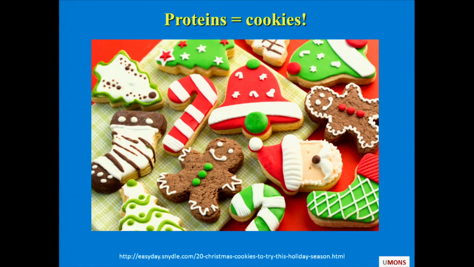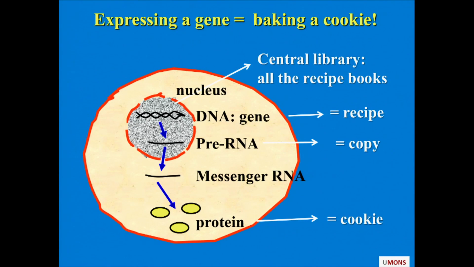To make things more simple, I decided to compare proteins with cookies. And you know that cookies can come in a large variety of shapes and colors. So these are typical local cookies. And when I gave the same talk in Italy recently, I had different shapes of cookies because the Italian cookies are different from ours. You know that very well. So we can now make things very clear.